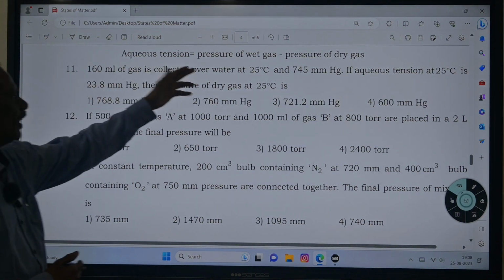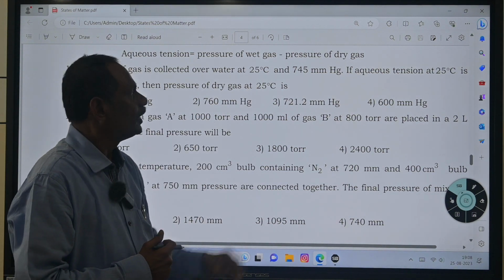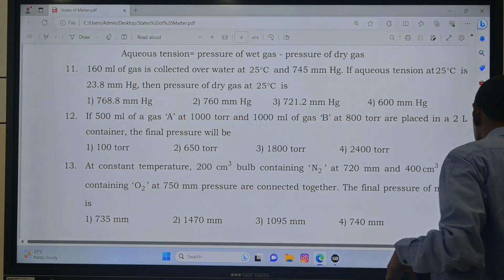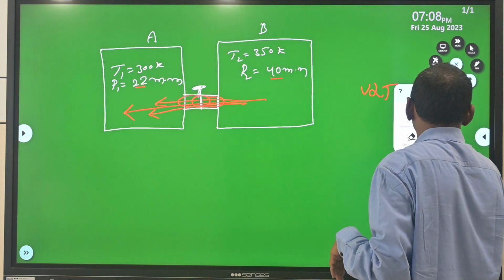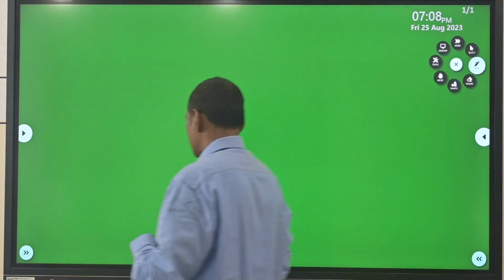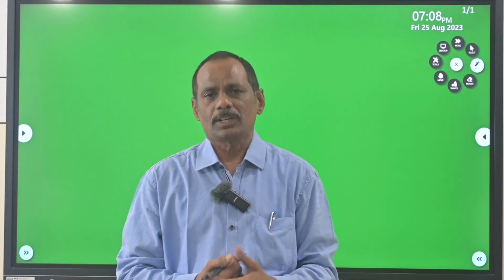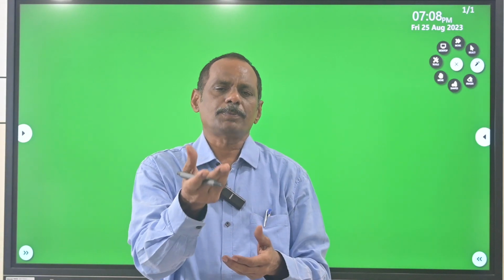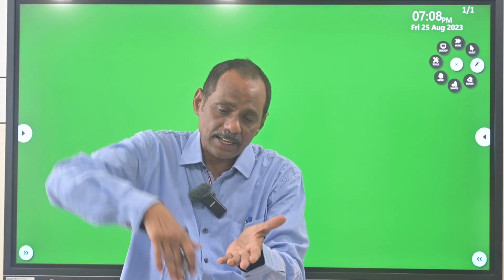The total pressure of the gas which is collected through the water is 745, if the aqueous tension is 23.8. Here I will explain a simple concept. Friends, you should know one thing: some gases are collected through water. Remember the preparation of oxygen. When oxygen is prepared by heating potassium chlorate and manganese oxide, that oxygen is collected through water.